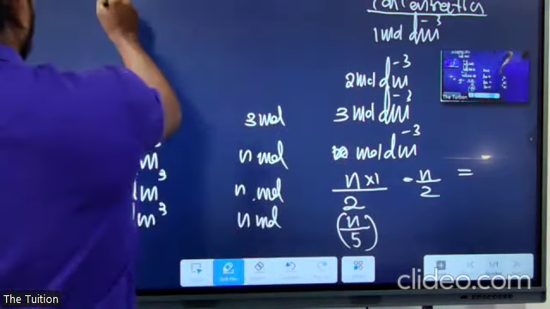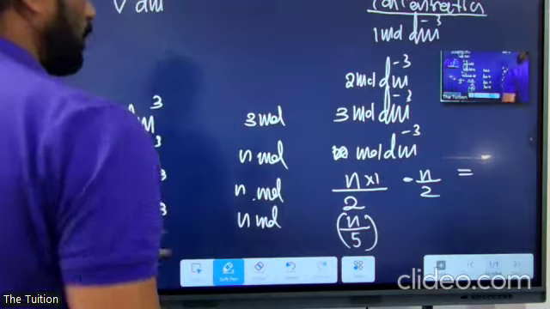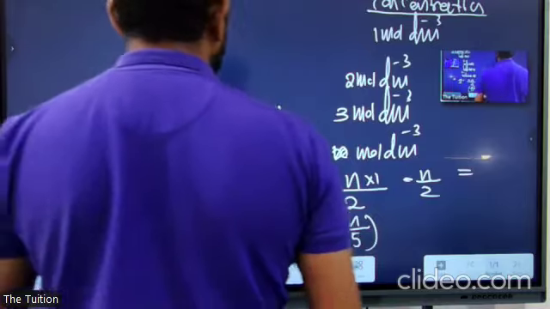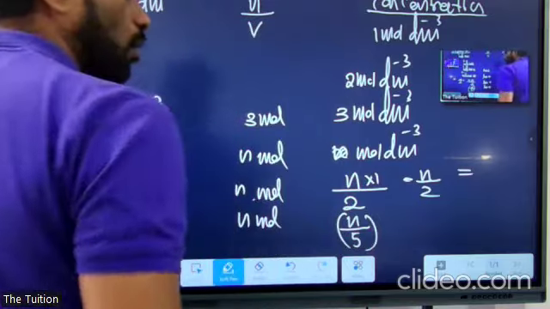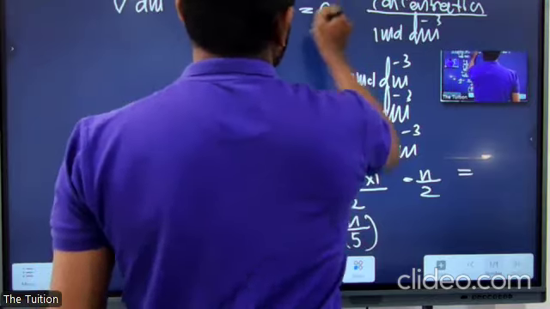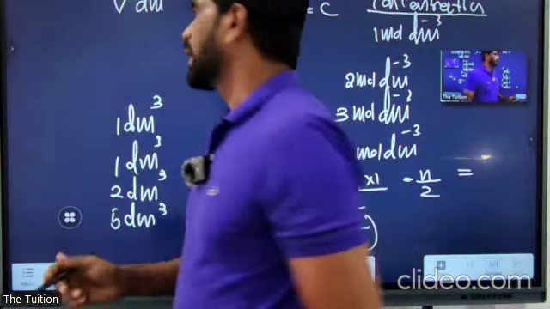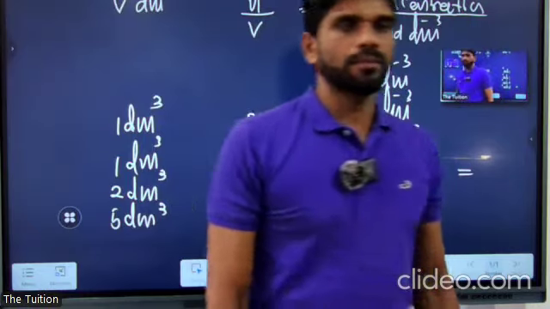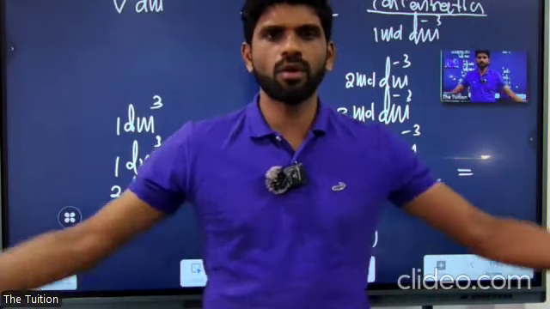Okay, right. Now you have dissolved some amount of mole in V cubic decimeter. N over V. This is the concentration. If you know the volume of the sample in cubic decimeter and the number of mole of the sample, you can calculate the concentration.